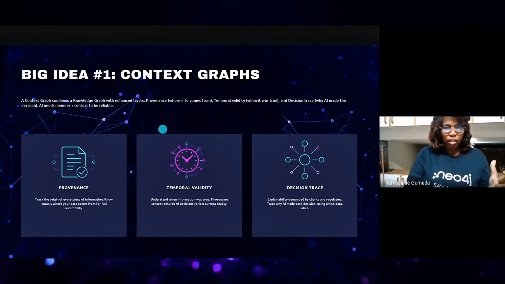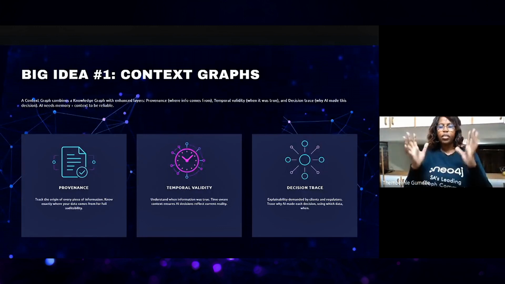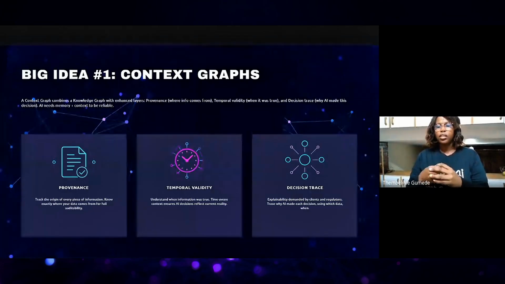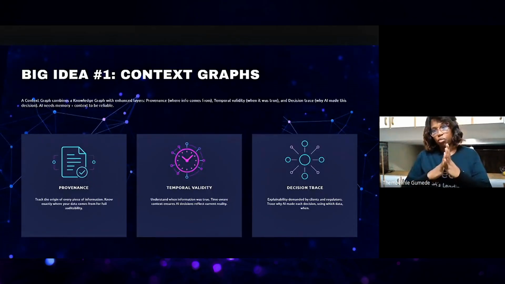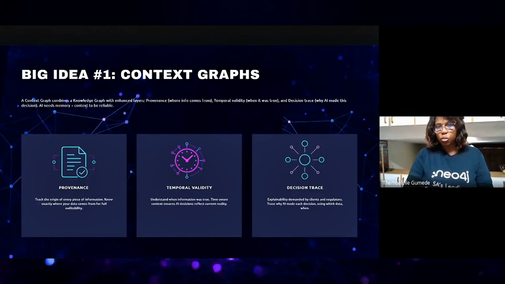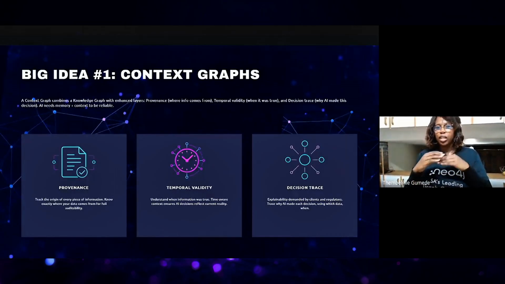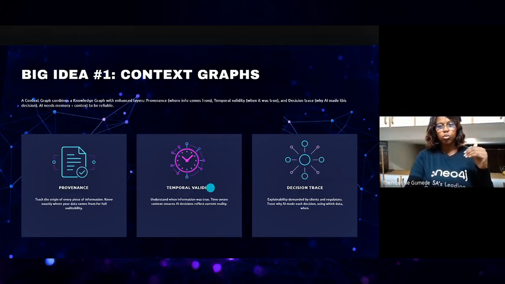So what are context graphs? I'll make an example like this. Think of an LLM as a brilliant intern who suffers from severe amnesia. And we know this is true for AI. AI has a lot of amnesia. Every time you ask a question, it starts from scratch. So what a context graph does is cure that amnesia. It takes a standard knowledge graph and adds time, which we call temporal validity.